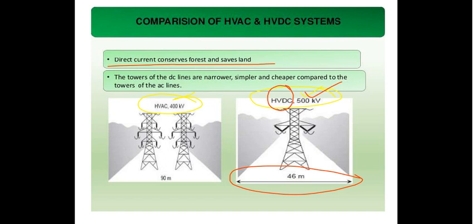Now when the corridor itself is so wide, definitely the associated costs, the tower size, the height of the tower, all those things will be more in comparison with the HVDC system. That means the towers of the DC lines are narrower, simpler and cheaper compared to the towers of the AC line.